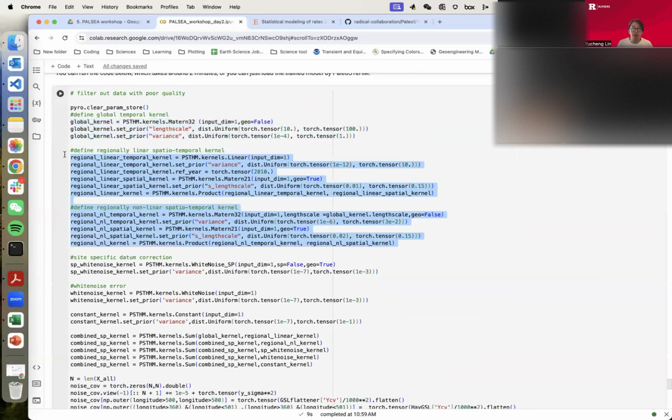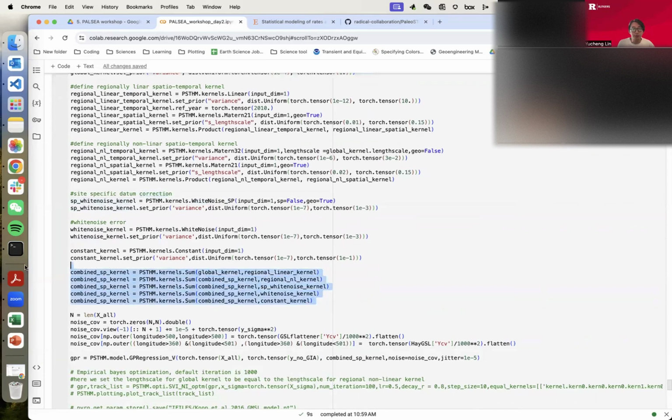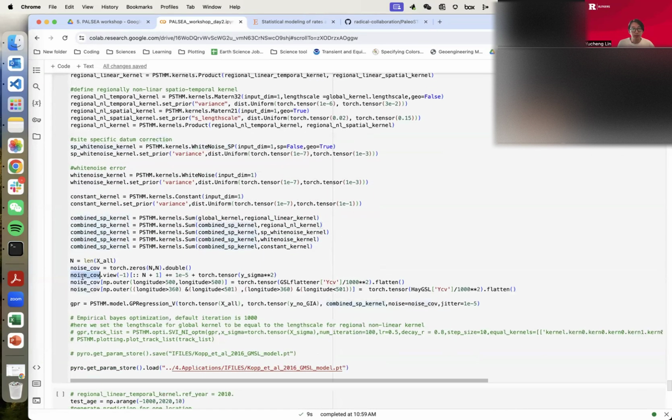There's a global kernel, a regional linear kernel, a regional nonlinear kernel, a white noise kernel, and a spatial white noise kernel. The spatial white noise kernel is the kernel you use to add noise to different sites. So for each site, you add some noise and some correlation to capture the site-specific signal. Lastly, you just combine all of these kernels together.